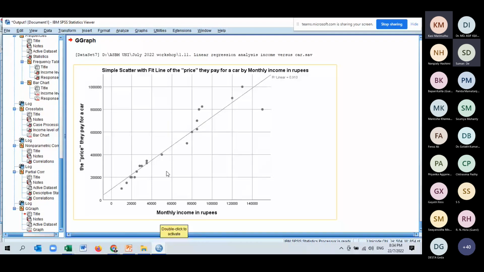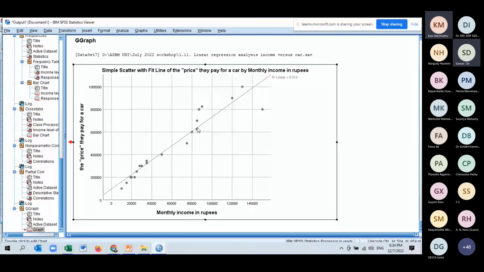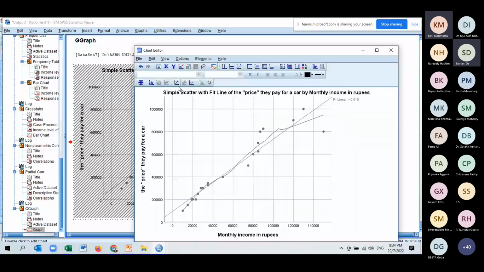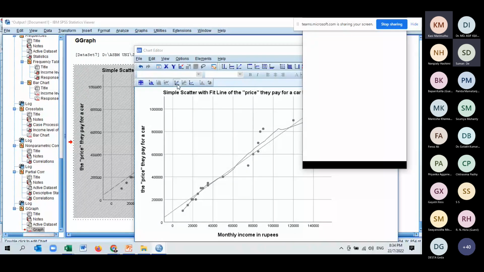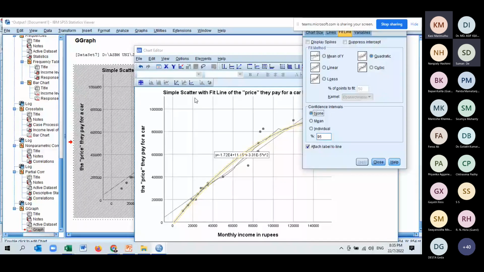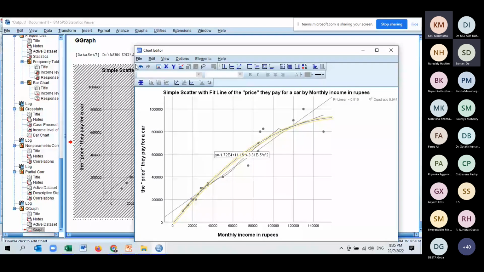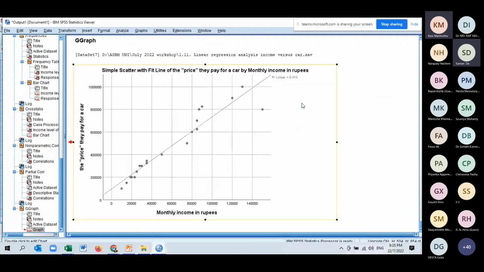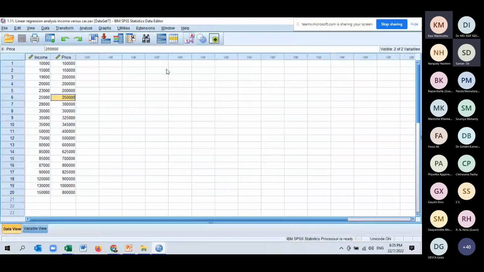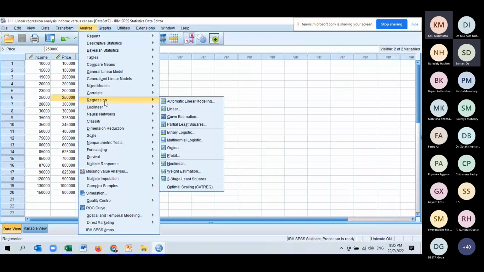So this is one way to do the regression, a graphical way. Agreed? Then we also can include the regression equation. Something's wrong, sorry. I'll leave it. I will explain another way. Go to analyze. Regression, linear.